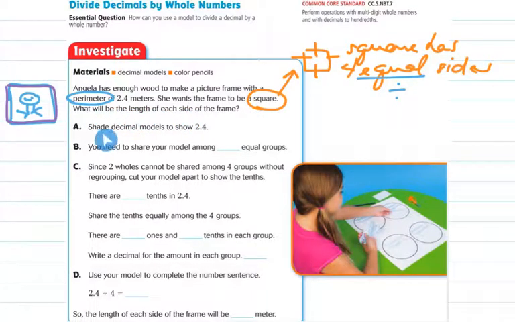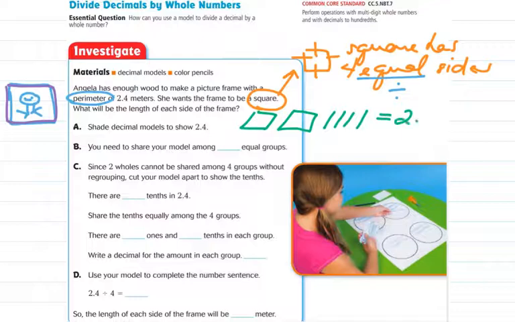It says we're going to shade the decimal models to show 2 4/10. So what we're going to do is draw this decimal model, which is 2 flats, and then we're going to draw 4/10 to represent our number, which is 2 4/10. Step B says you will need to share your model among equal groups.